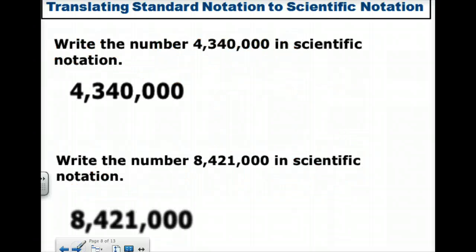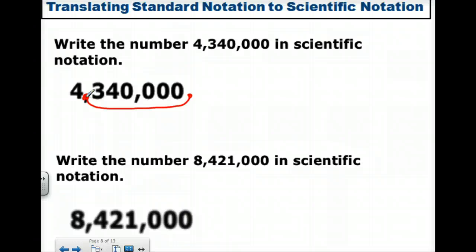Okay, now we have a number that is greater than 1. So now that our number is greater than 1, we are going to have a positive exponent. Remember, all whole numbers have a decimal point located at the back of the number, and our first factor must be a number greater than or equal to 1, but less than 10. This decimal must be placed behind the very first digit given in the problem.